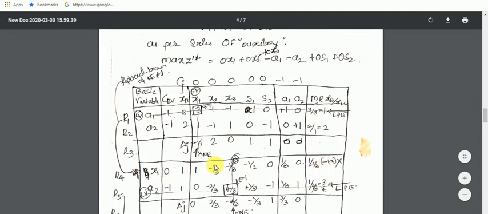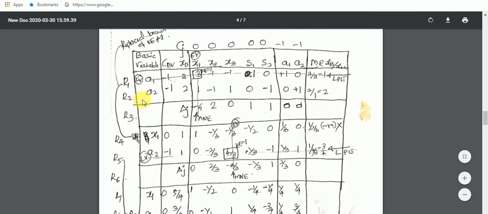Now, other than this key element, we should make this value and this value 0. To do that, we write an equation for R2 by considering R1. R1 has been replaced here, so we should not consider the old row; we should consider this new row.